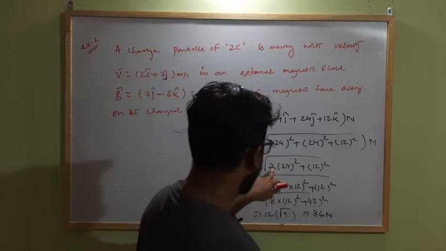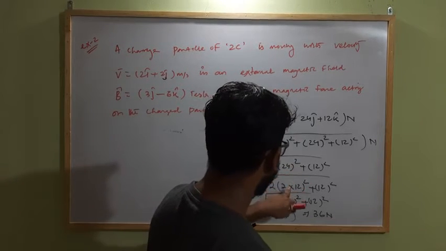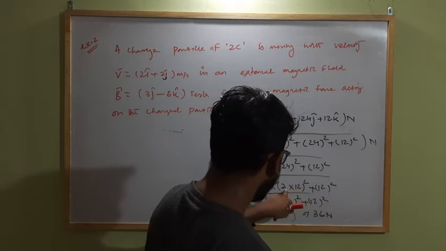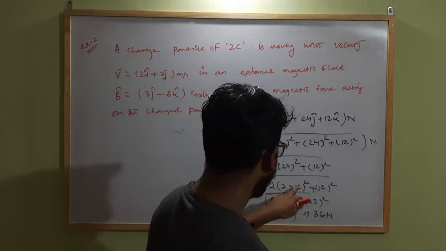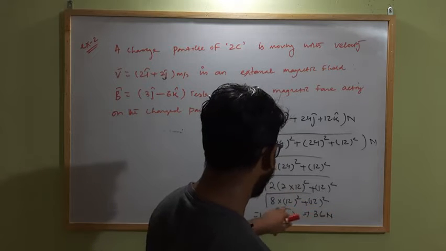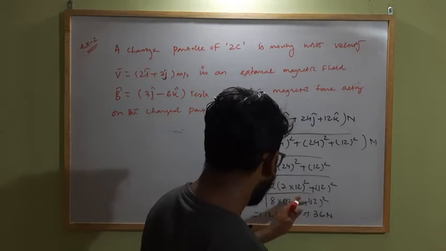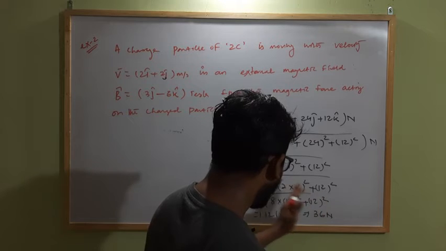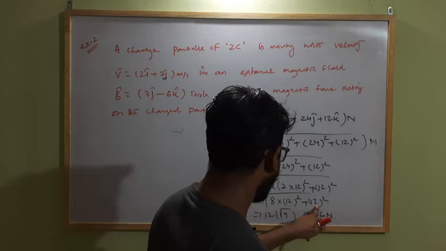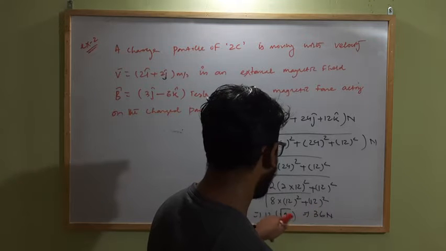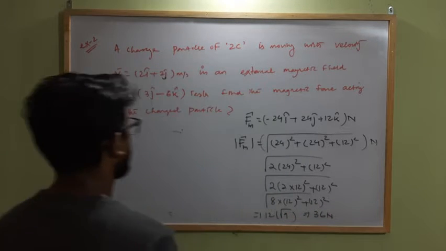Okay, am I doing it right? This will be 24 square, so this can be 2 into 12 square. Taking 2 out of the bracket, it will be 4 into 2, 8 into 12 square plus 12 square. So it will become 8 into 12 square plus 12 square. Taking 12 out of the square root, it will become 12 under root 8 plus 1. It will be 9, it will be 3, 12 into 3, it will be 36 Newton. Okay.